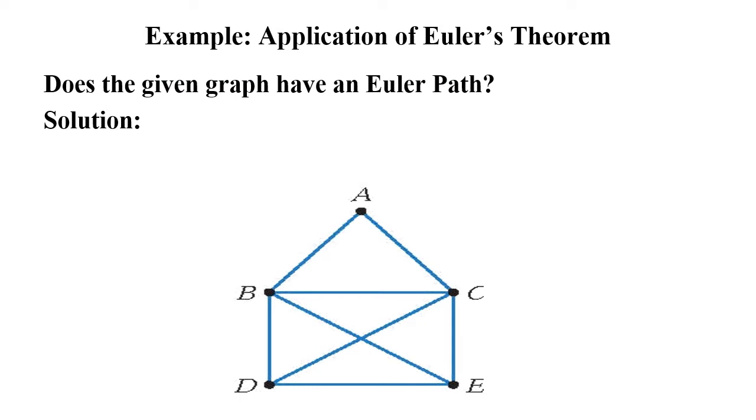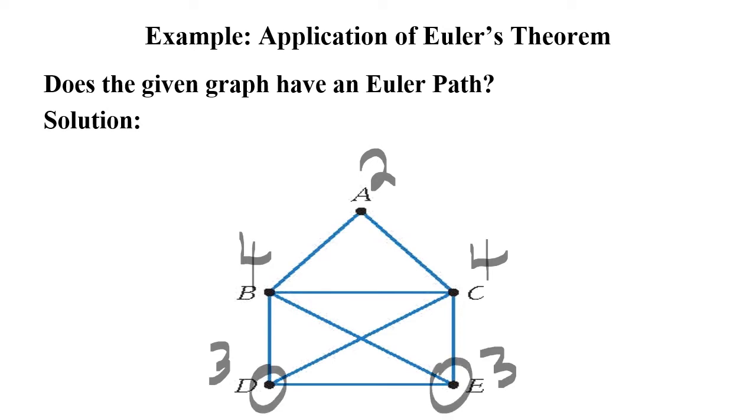If we look at this graph, let's check if it has an Euler path. The degree of vertex A here is 2. The degree of this vertex is 4, and the degree of this vertex is 4, while the degree of D is 3, and the degree of E is 3. So notice we have exactly 2 odd vertices. Then this graph has an Euler path.